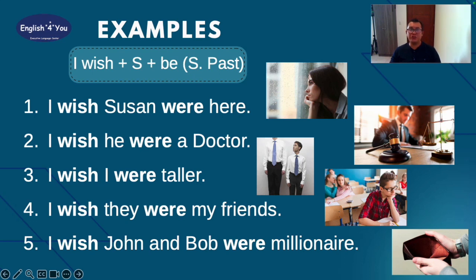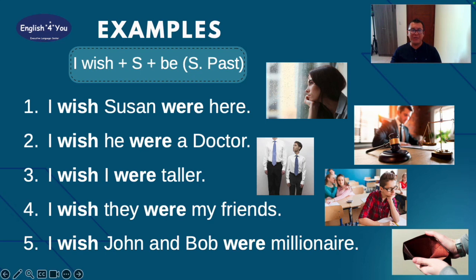Guys, take a look at the picture. This person is missing Susan, right? Why? Because Susan is not there. So what's the wish? The wish is, I wish Susan were here. Hey, wait a minute. Susan is she. So we learned in the past that the verb to be for he, she, it in the past is was. He was, she was, it was. What happens here?